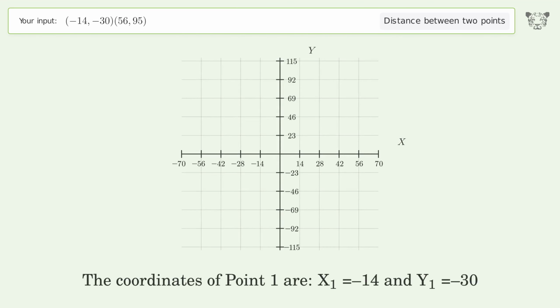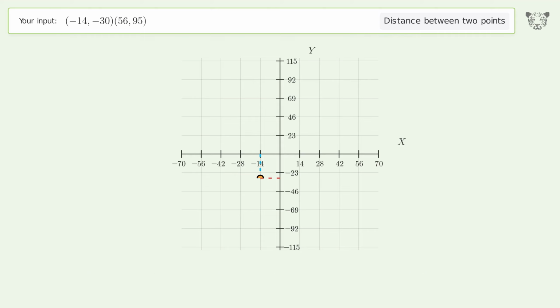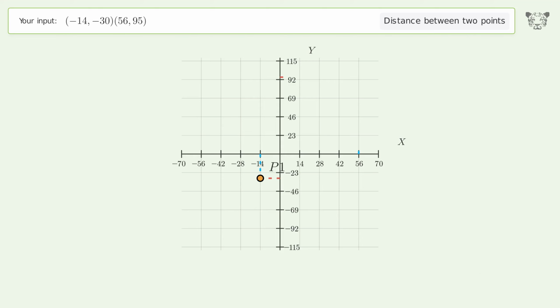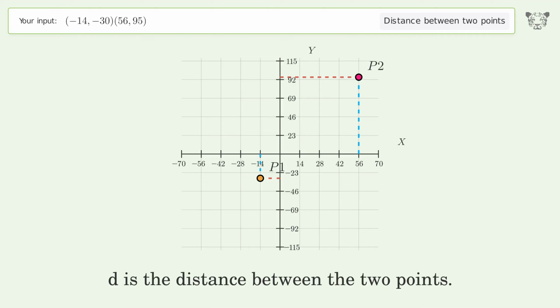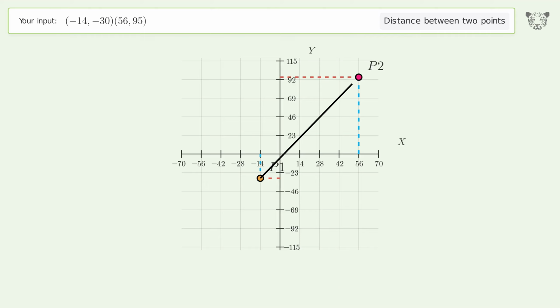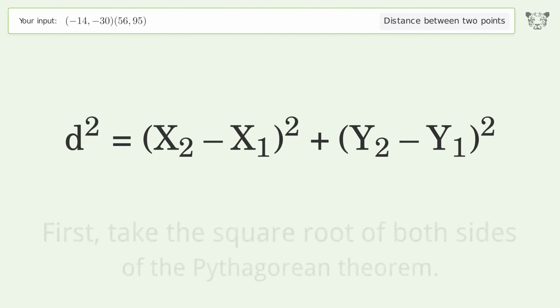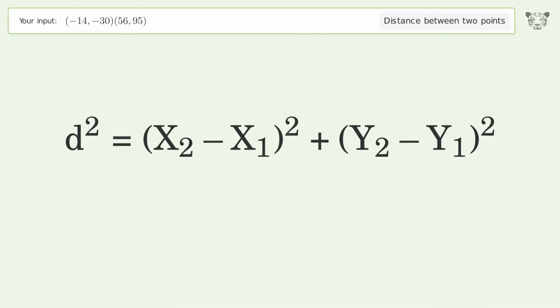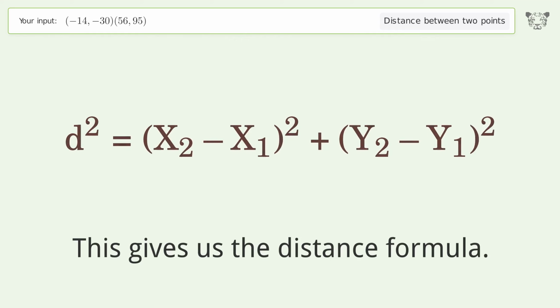The coordinates of point 1 are x1 equals -14 and y1 equals -30. The coordinates of point 2 are x2 equals 56 and y2 equals 95. D is the distance between the 2 points. First, take the square root of both sides of the Pythagorean theorem. This gives us the distance formula.